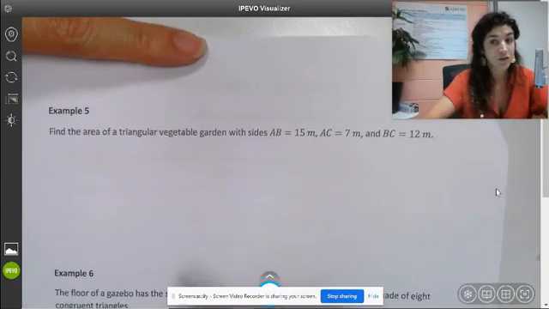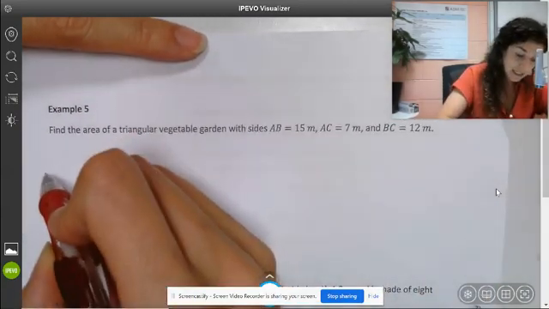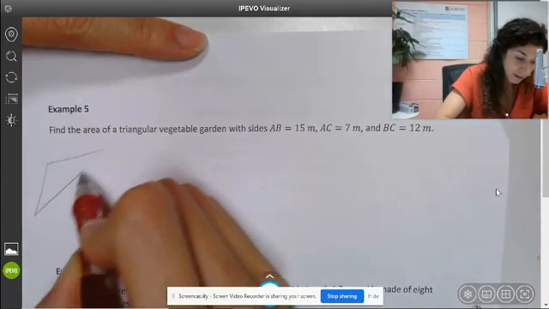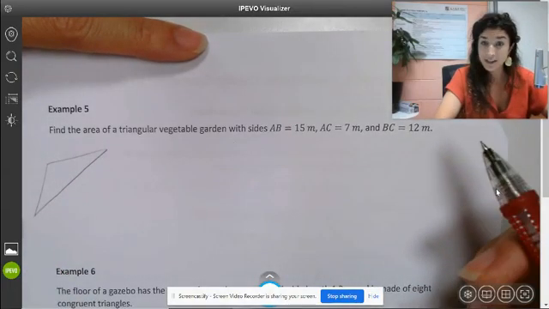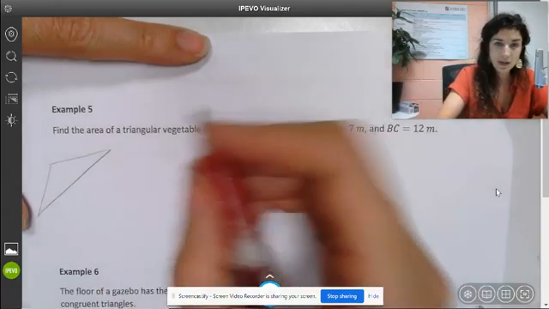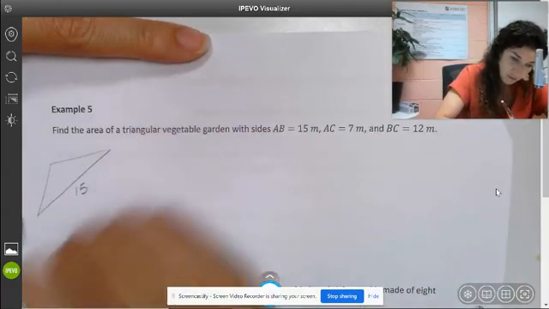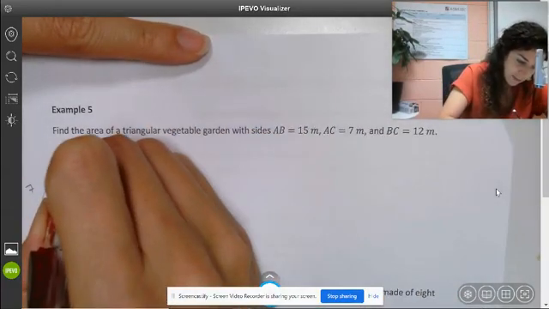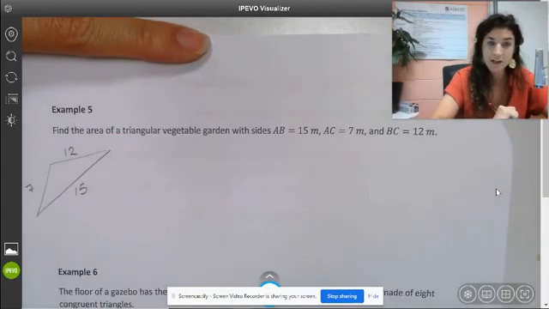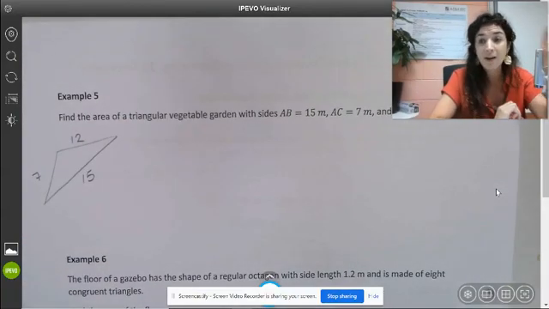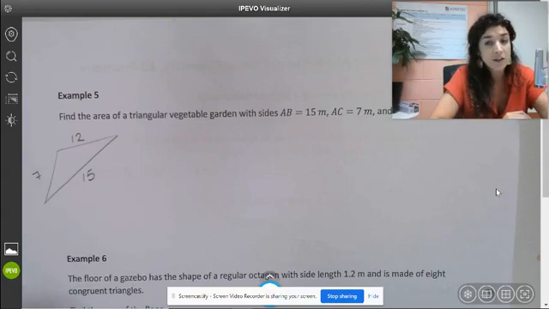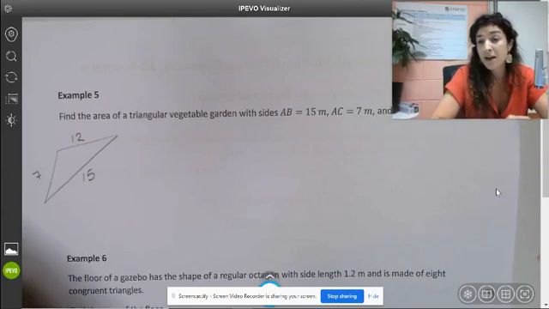The first thing you should do is draw a triangle. It doesn't tell you it's a right triangle, so you should probably avoid making it look like a right triangle. I'm going to label the longest side length as 15, the shortest one as 7, and then the medium one as 12, and then try and figure it out from there. Or you could just label it all as ABC and then put it in accordingly. And if it doesn't look right, that's fine. It doesn't matter.